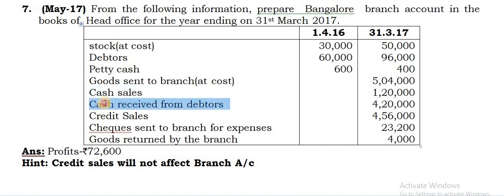So is the case with cash received from debtors. This also you can take on the credit side. Credit sales, be aware this is a special item here, but this need not be taken. Credit sales come in the debtors account. It is a transaction between the branch and the third party that I have been telling you. Any transaction between the branch and the third party will not affect the branch account. So this item should not be taken. This will be taken only in the debtors account.